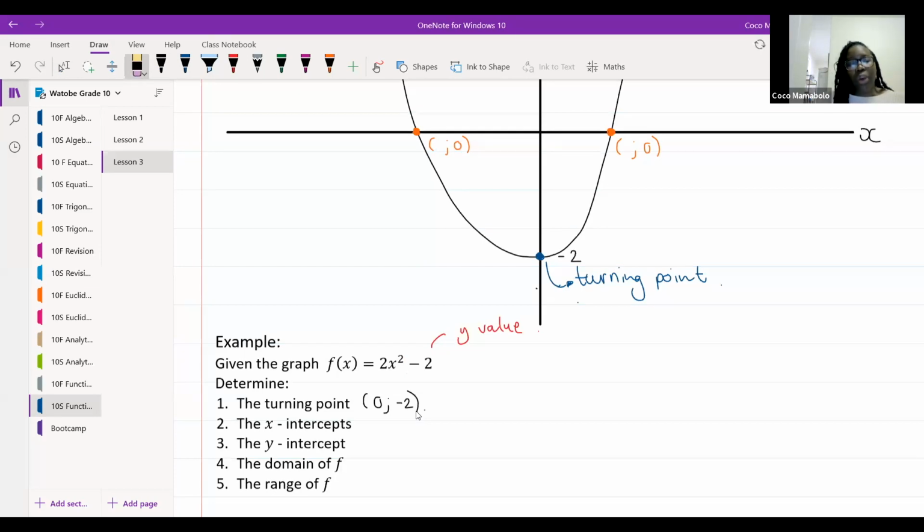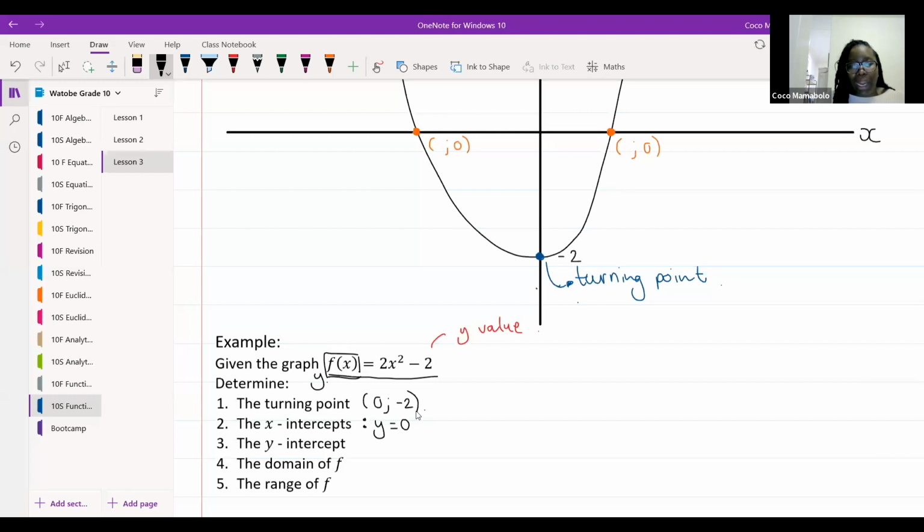Now, what do I need to do to find my x-intercept again, guys? X-intercept, what do I need to do? Y equals 0. That's it, Funzo. Good. Y equals 0. All right. So we're going to go into our function over here. Remember, f of x is the same as y, guys. F of x is y.